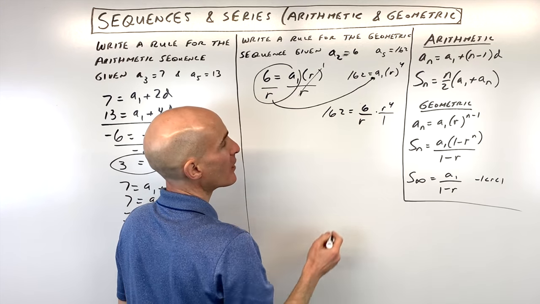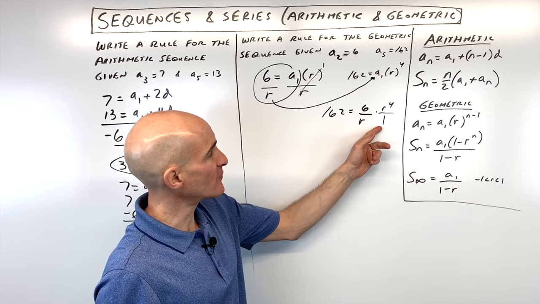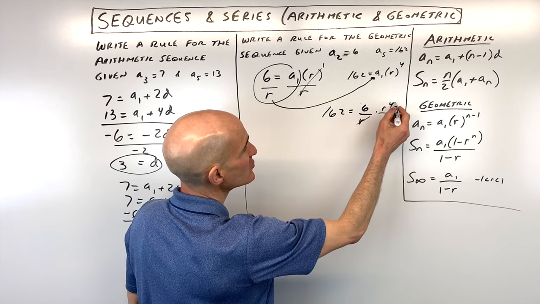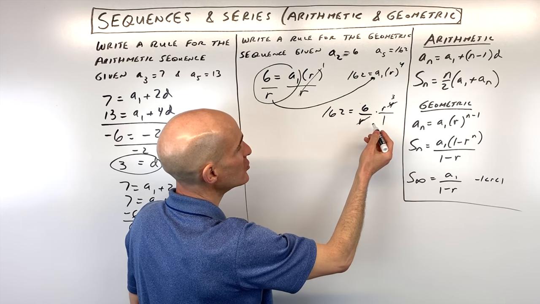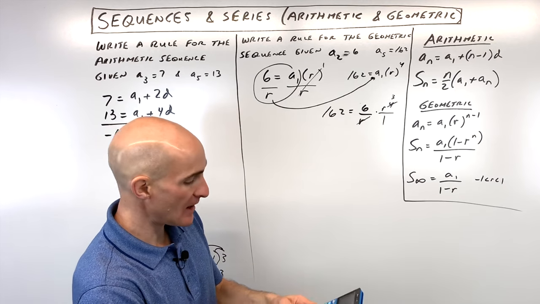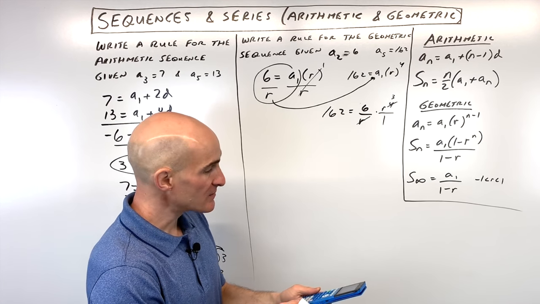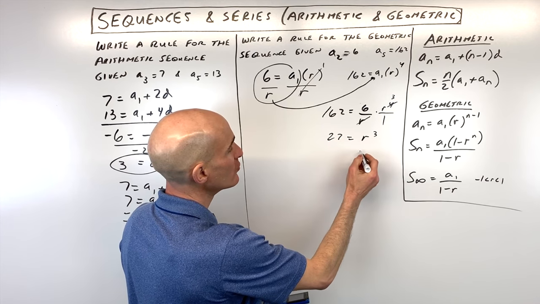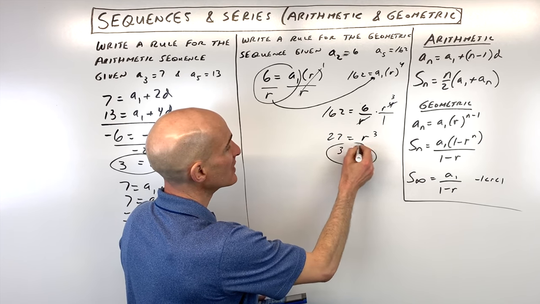Now this is really like r to the fourth over 1 because anything can be written as a fraction, and we can do some cross-reducing. One of these r's cancels with one of these r's, leaving r cubed. If we divide both sides by 6, let me go to the calculator on that one, that comes out to 27 equals r cubed. Take the cube root of both sides, and you can see we're getting r equals 3.